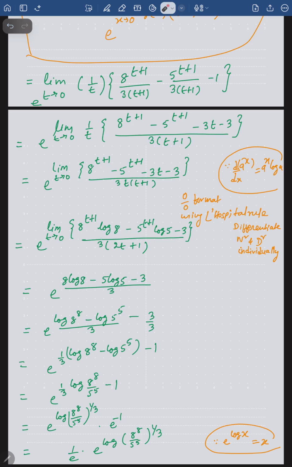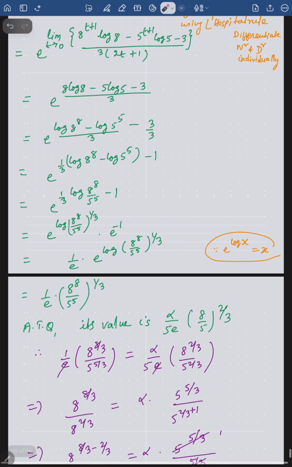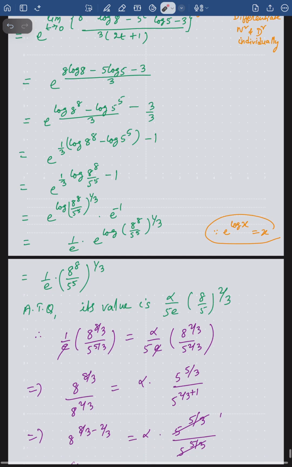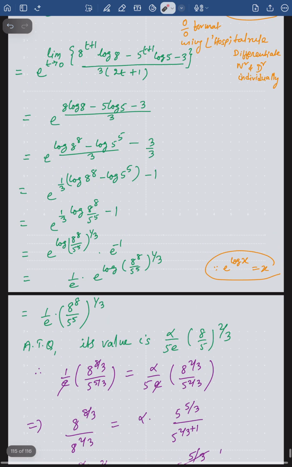Here also 3 into, suppose this is t square plus t, when you differentiate, 2t plus 1 you will get. Okay, now if you put t equal to 0, there is no problem you will face. So you directly put t equal to 0 over here. So you will get 8 into log 8 minus 5 into log 5 minus 3 divided by, this will become 0, so 3 into 1 is 3 only. Okay, now a simple simplification is further there.